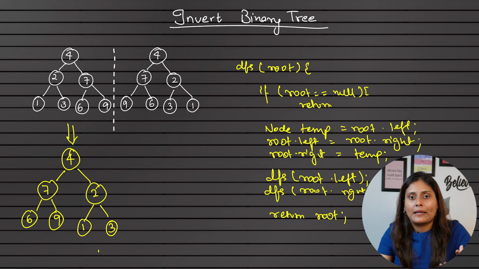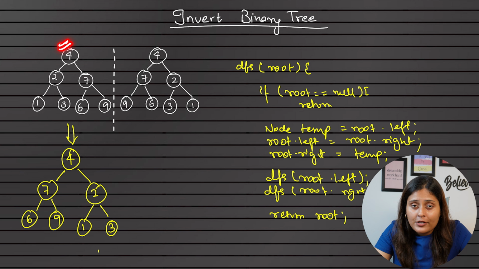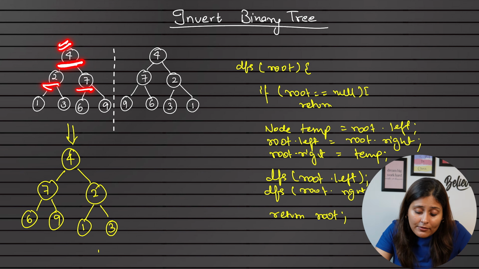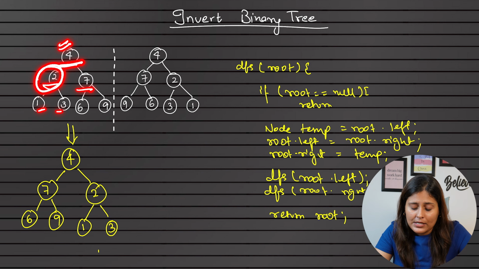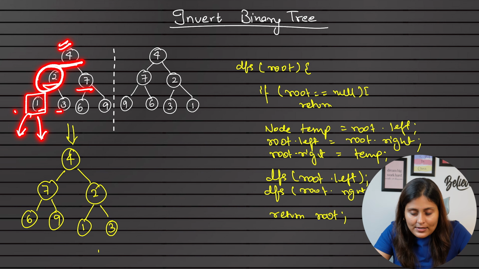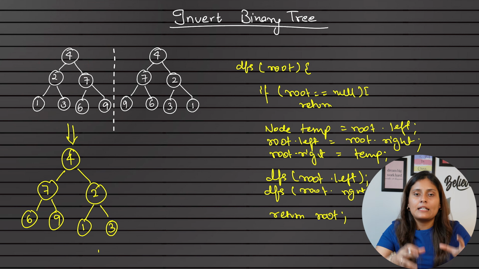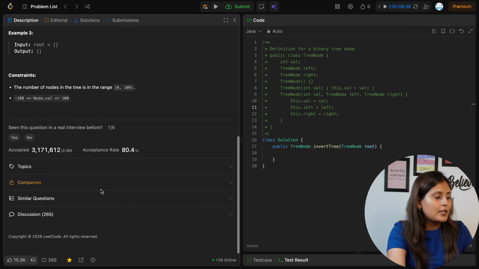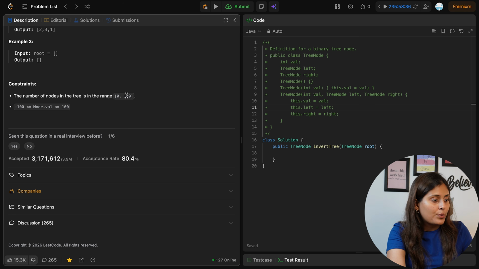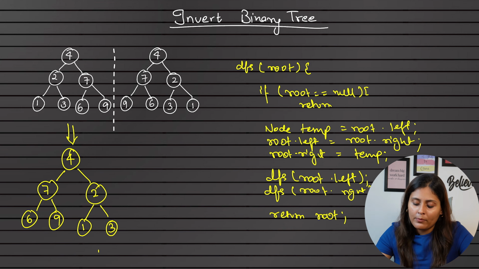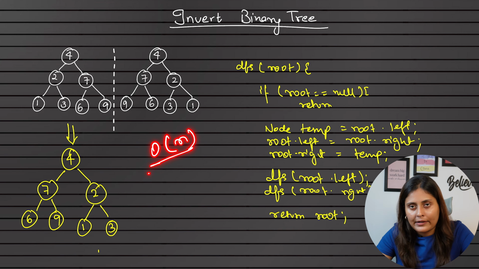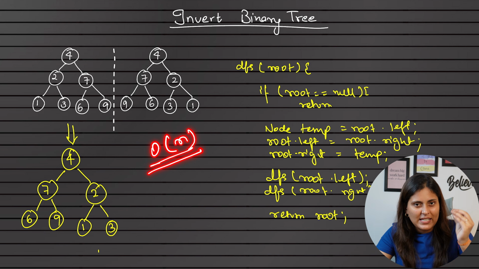Now what is the time complexity? See, we traverse every node. We traverse the root and then we swap these two. Then again we traverse this, then swap their children. Then again we traverse this. We don't have any children, but we traverse till 1, right? Similarly, we have traversed each and every node. And if n is the number of nodes, here we saw the constraint, remember? That was 100 at max. So time complexity will be big O of n, which is 100. Very fast because it is very small.